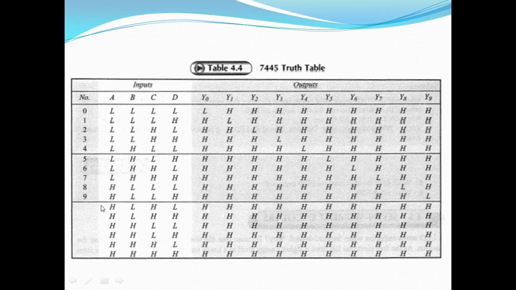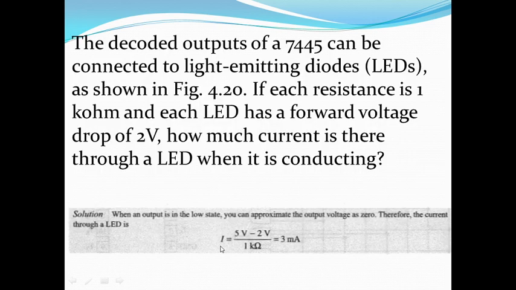And from 10 to 15, that is HL, HL to HH, these are all invalid inputs. Corresponding to that, all outputs remain high. That means the IC is inactive. Now, there is an example related to this. Just see it, to understand this example.